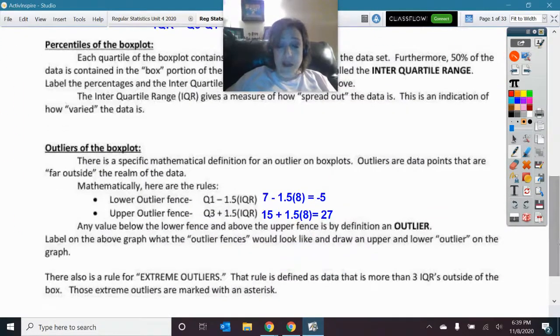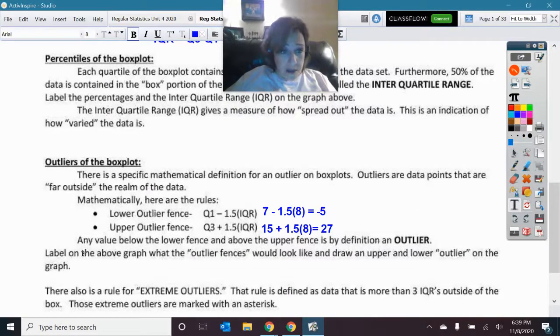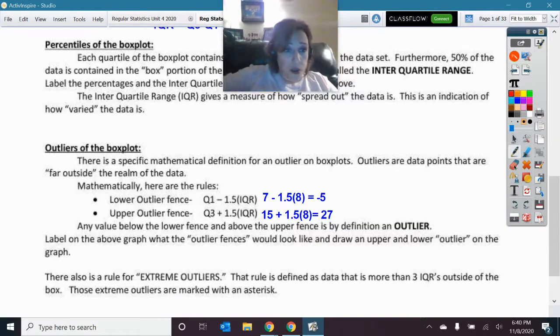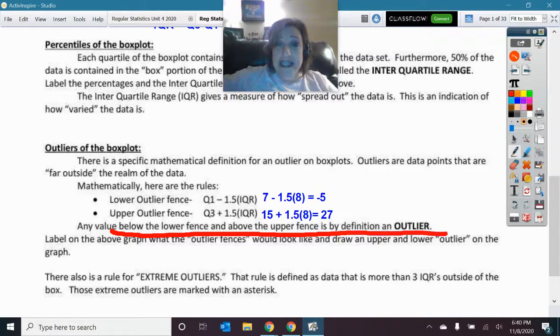So data below the lower fence, in fact, I'm going to write that in here. I think I have that here. If we have data below the lower fence or above the upper fence, it is an outlier. Okay, and I have a song that has that on there. Now, there is an extreme outlier rule, and I don't think we're going to mess with that. That is if it's more than 3 IQRs outside, we would mark it with an asterisk. So if you ever saw that, that's what's happening there, but we won't really go into that much.